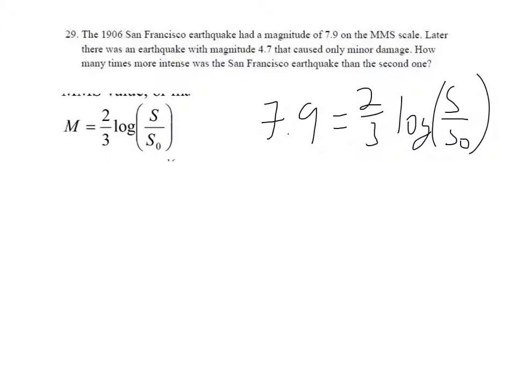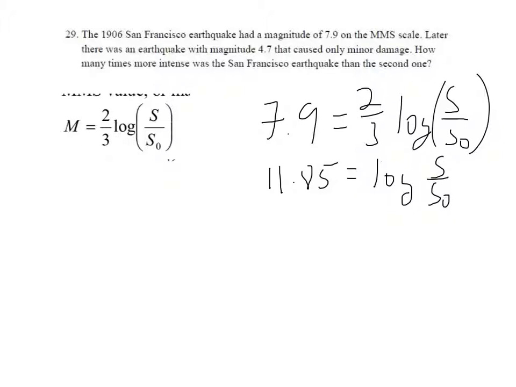And then what we're going to do is multiply by, I think this is just like the one I did on the whiteboard that I posted. So I'm going to do 7.9 times 3 divided by 2. So that's giving me 11.85. And that's equal to the log of S over S sub 0.